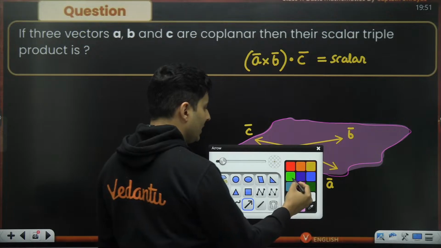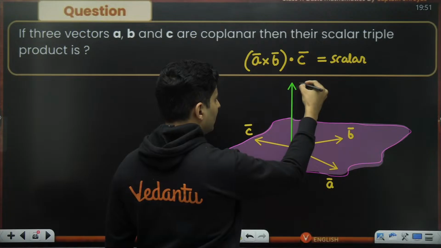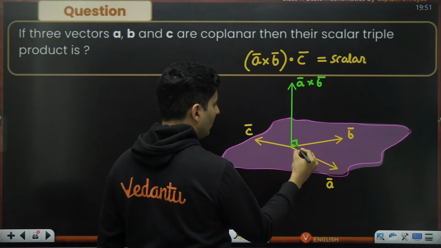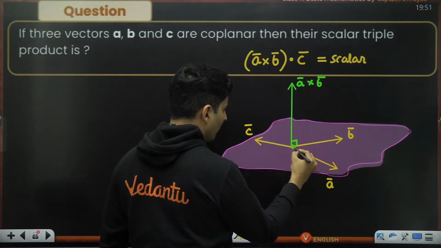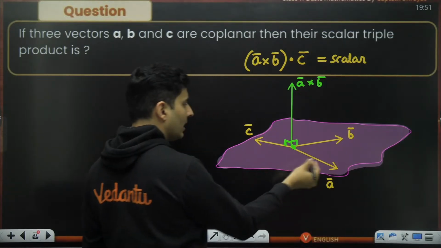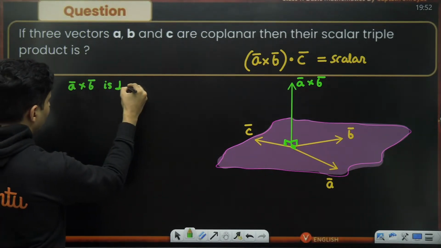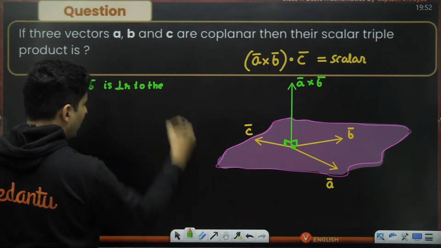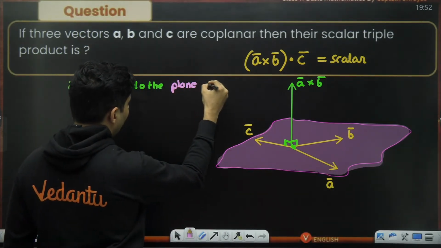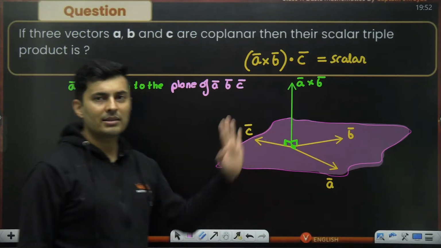A cross B will be nothing but this particular vector like this. A cross B will not only be perpendicular to B, it will also be perpendicular to A. Not just that, it will also be perpendicular to C. It will be perpendicular to the entire plane. So A cross B is perpendicular to the plane itself, the plane of A bar, B bar, and C bar.